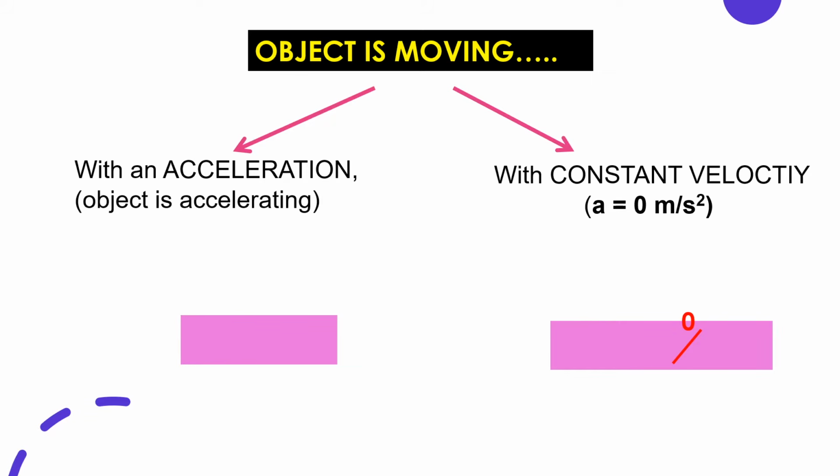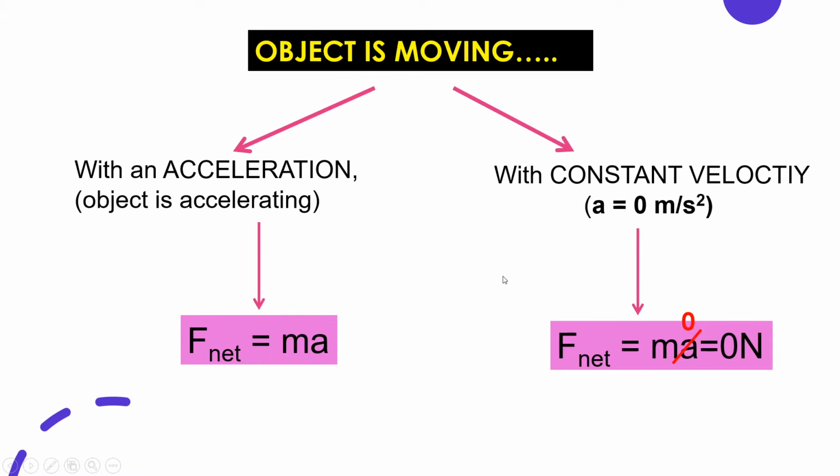Okay, keadaan ini bila kita ada dua objek yang bergerak, tengok sama ada dia bergerak with constant velocity, a is equal to 0, ataupun dia accelerating dengan magnitude berapa acceleration dia. So if the object is moving with an acceleration, F net is equal to ma. But if the object is moving with constant velocity, F net is equal to 0.